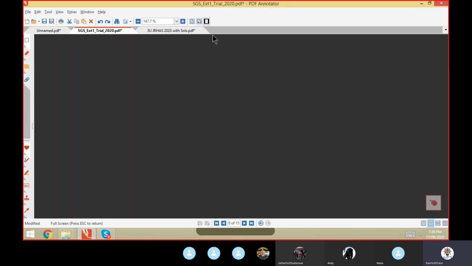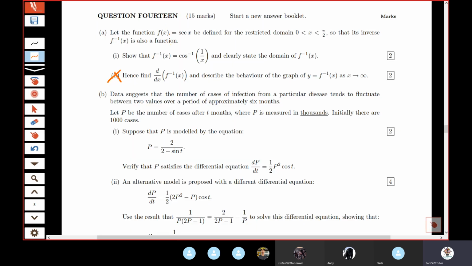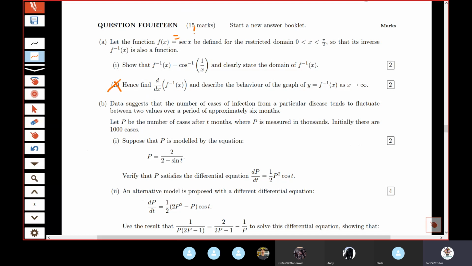So let f of x be sec x, 1 on cos, defined for the restricted domain so that its inverse is also a function. Show that the inverse is this. Of course, you're just going to go x equals 1 on cos y, so cos y equals 1 on x, and then y is inverse cos of 1 on x.